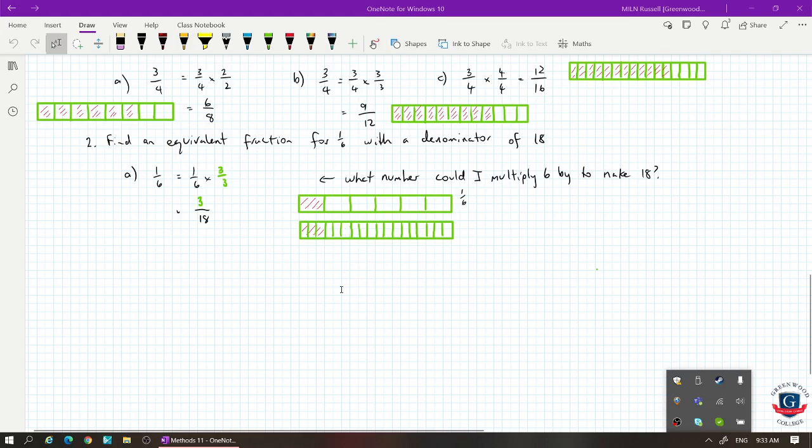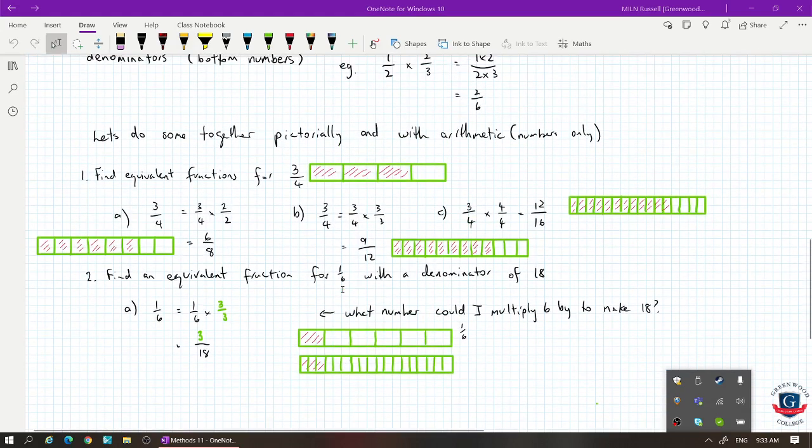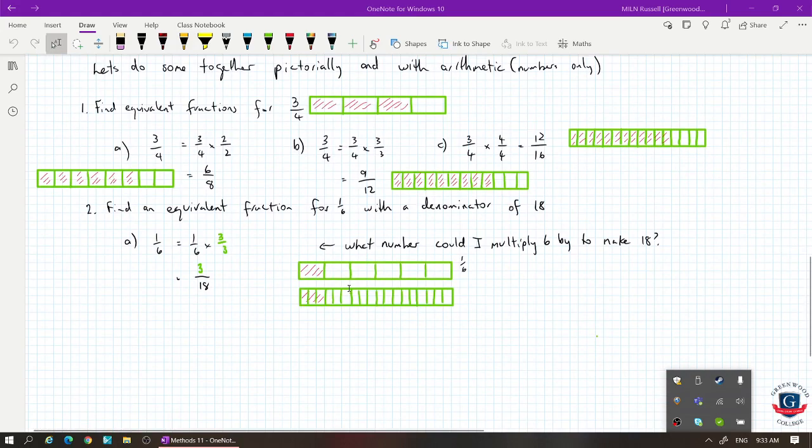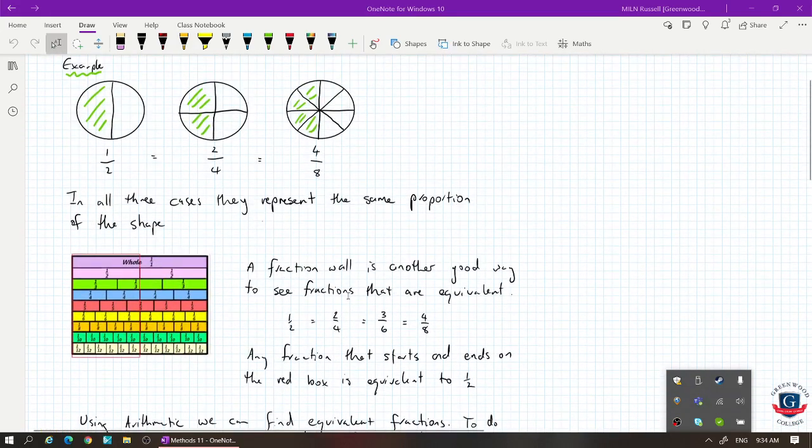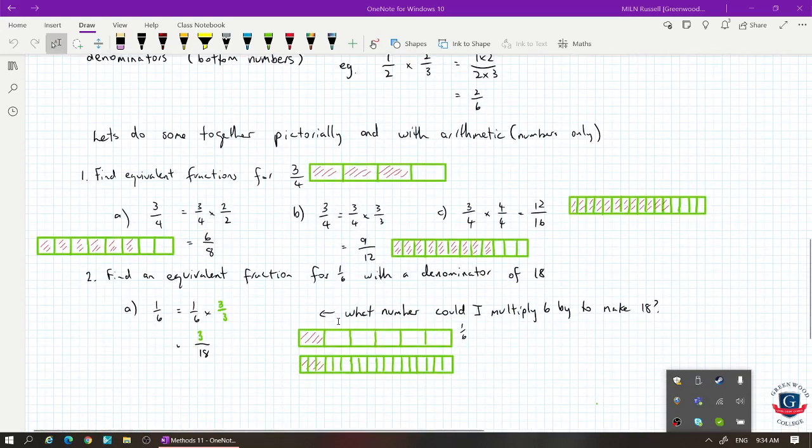If you can understand that, then you are well and truly on your way to being able to not only add fractions in the next exercise, but add fractions with different size parts, which is a little bit more difficult.